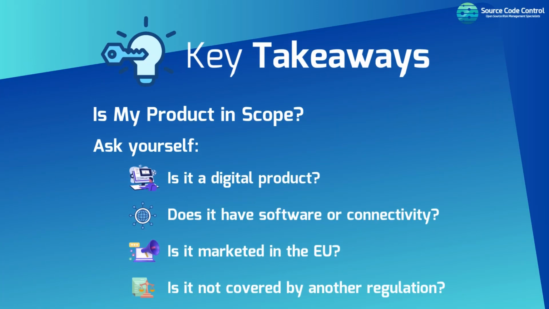Is my product in scope? Quick checklist. Here's a quick way to evaluate if your product is likely covered by the CRA. Is it a digital product? Does it have software or network connectivity? Is it marketed in the EU? Is it not already covered by another EU regulation like medical or automotive law? If you answered yes to most of these, the CRA almost certainly applies.